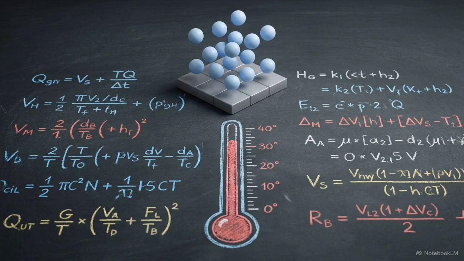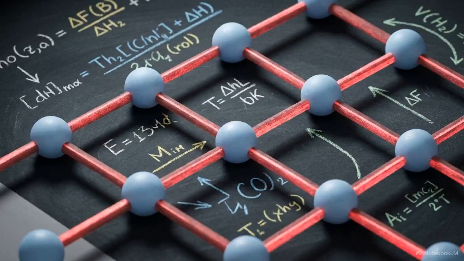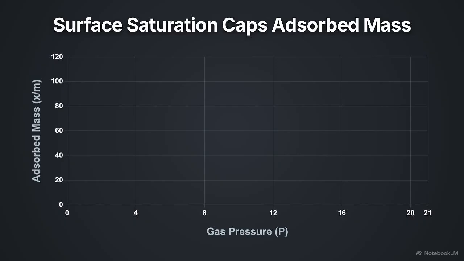Interestingly, these two states can overlap. If you take a weakly physisorbed gas and raise the temperature, you can provide enough activation energy to force the molecules to break apart and form strong chemisorbed bonds. To calculate exactly how much gas a specific solid will absorb at a constant temperature, chemists use an empirical equation called the Freundlich adsorption isotherm, mapping the trapped mass directly against the ambient gas pressure.